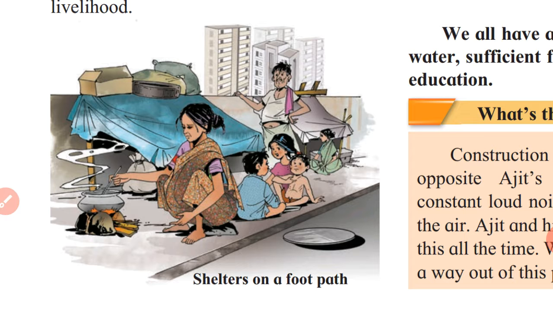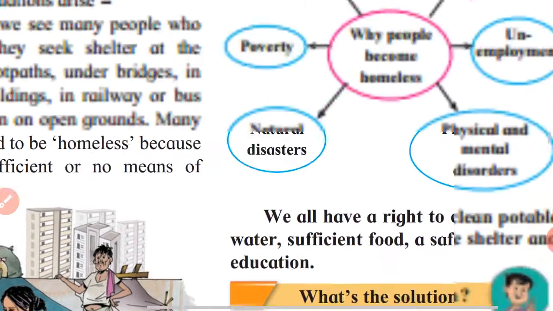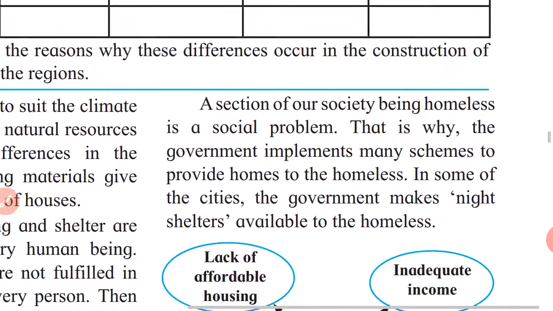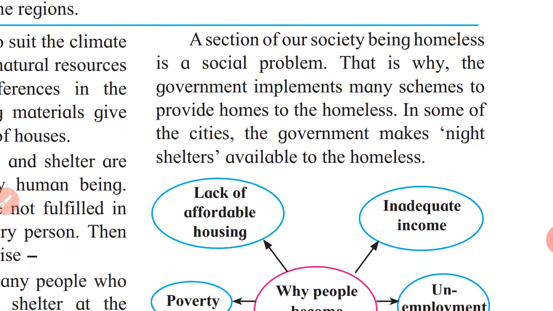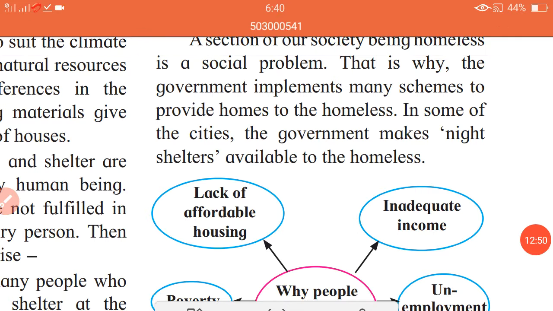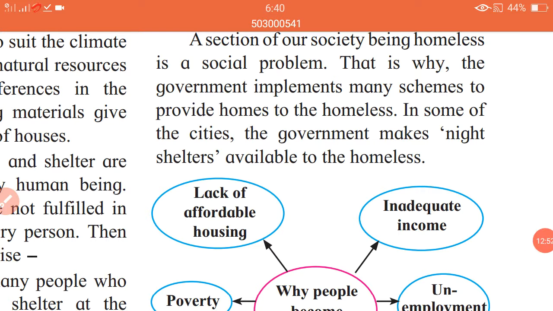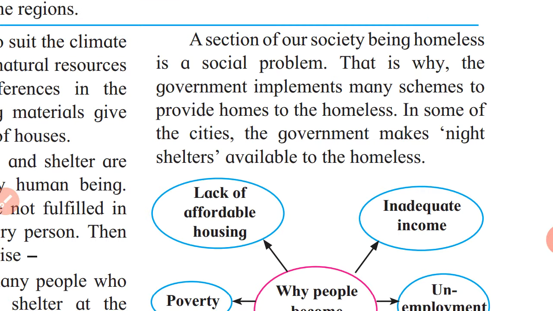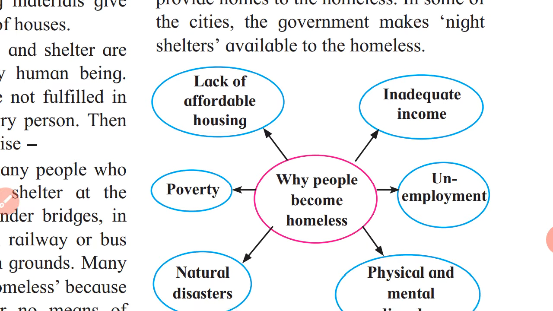Many people were forced to be homeless. They have insufficient or low means of livelihood. Okay, understood, students? Now, a section of our society being homeless is a social problem. That is why the government implements many schemes to provide homes to the homeless. In some cities, the government makes night shelters available to the homeless.